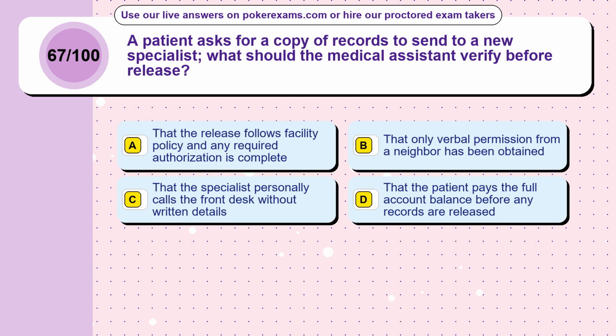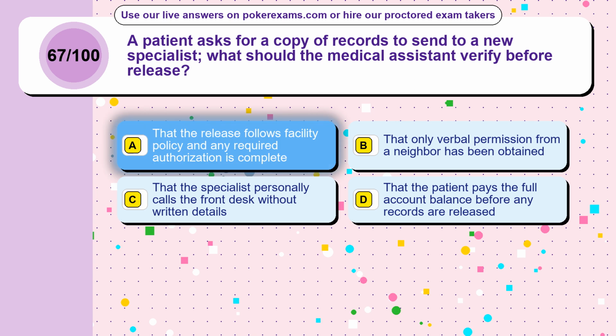Question 67. A patient asks for a copy of records to send to a new specialist. What should the medical assistant verify before release? Option A. That the release follows facility policy and any required authorization is complete. Option B. That only verbal permission from a neighbor has been obtained. Option C. That the specialist personally calls the front desk without written details. Option D. That the patient pays the full account balance before any records are released.